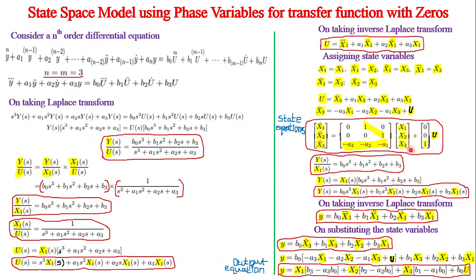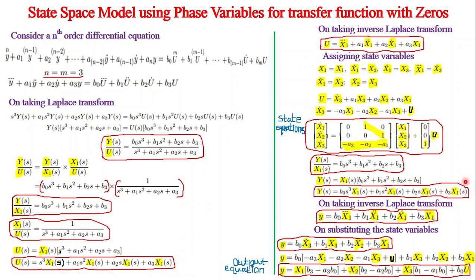However, the output is going to change because we have to consider the other transfer function, since we have decomposed this y of s into two. Therefore, we have to consider this now. So, y by x1 of s is b0 s cube plus b1 s square plus b2 s plus b3. Therefore, y of s is b0 s cube x1 of s plus b1 s square x1 of s plus b2 s x1 of s plus b3 x1 of s.